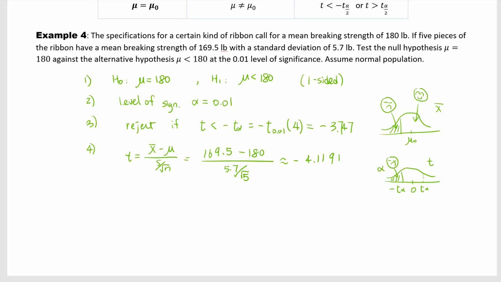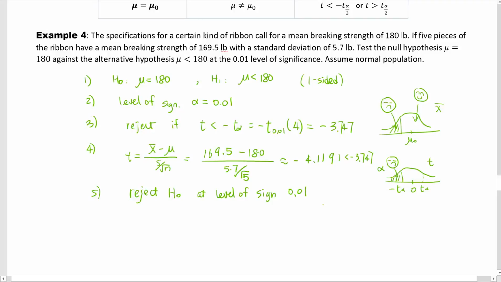Okay, what happened? This value is less than negative 3.747. So what is our decision? Reject. So reject the null hypothesis at the level of significance 0.01. Okay, so that is the 5 steps of testing hypotheses. So far, so good, everybody? Once we understand the process, then it's not that bad, right?